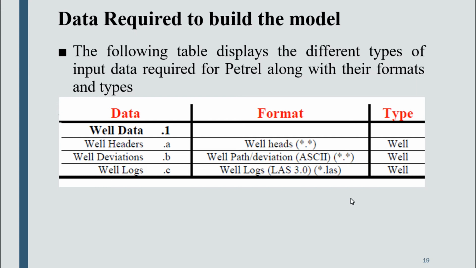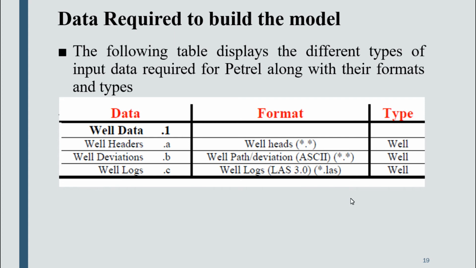Data required to build the model. As I've said, the following table describes the different types of input data required for Petrel, along with their format and type. The first data required in order to build a model is well data. Well data is the first kind of data you are supposed to have in order to create a geological model. As you can see, for well data, you have wellheads.